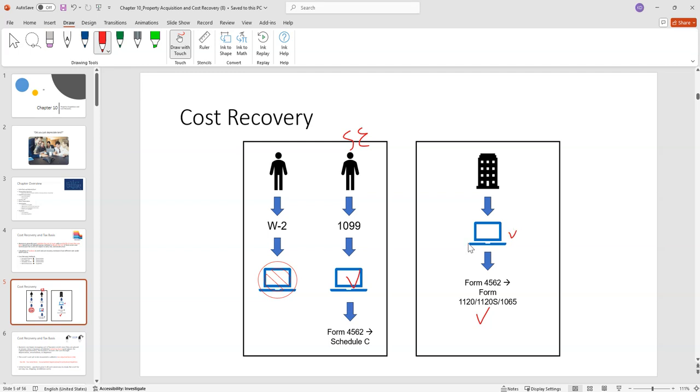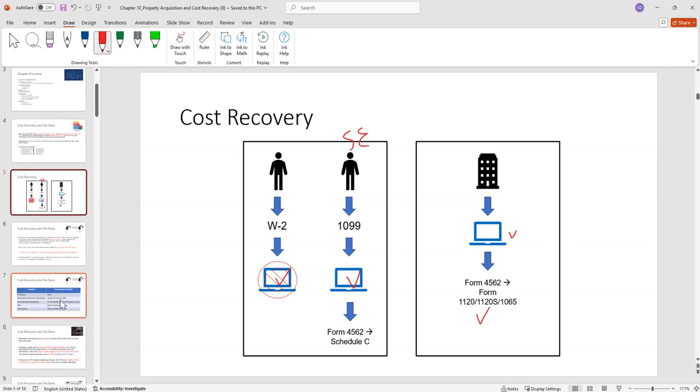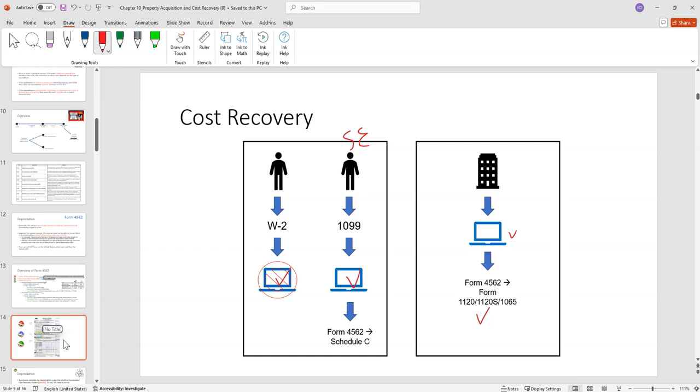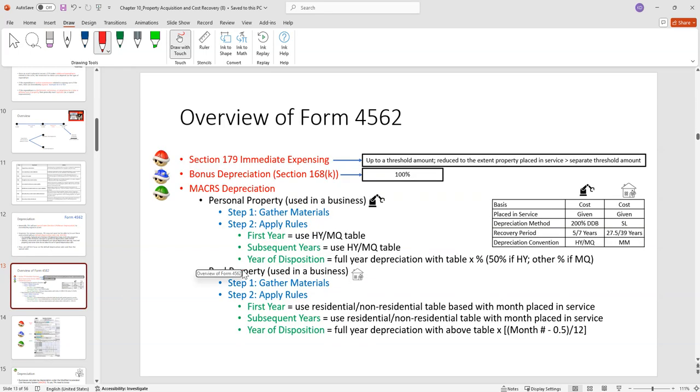assets placed in service. But we said, hey, in your everyday life, kind of personal use assets, if you bought a computer for your personal everyday life, it was not in a business capacity, you don't get any kind of deduction for that. We looked at a very high level, kind of the 4562, right?